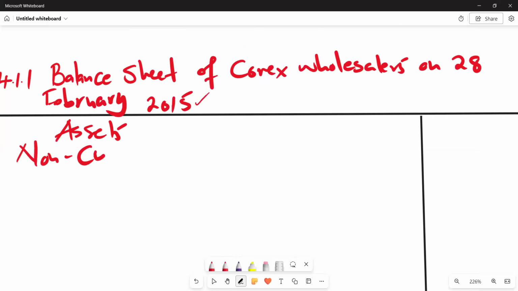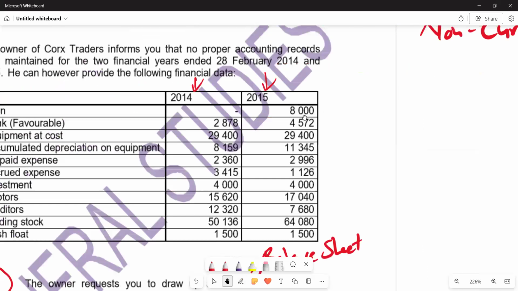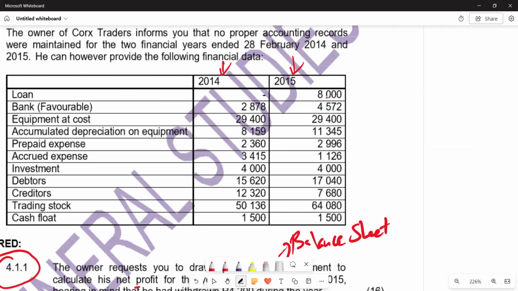We're going to start with our non-current assets. Remember, non-current assets are also called fixed assets. We check the list of balances that we are given for 2015, since we're dealing with the current year, and look at the non-current assets. The first one is equipment at cost, with a cost price of 29,400. But there is also accumulated depreciation of 11,345.